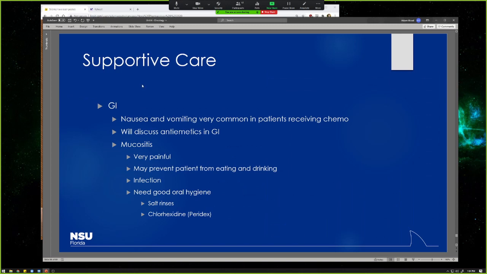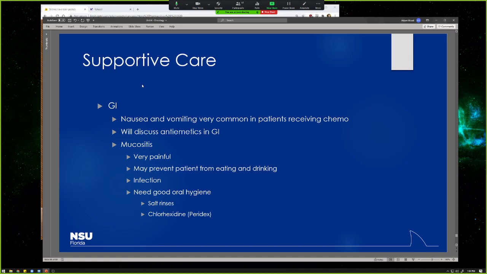All right, other supportive care that's important includes GI care, right? So nausea and vomiting is super, super common for these patients, especially depending on the medication they're getting. We will talk more about antiemetics in the GI section next semester, so I'm not going to be quizzing you on those drugs specifically, but some other things I want you to think about include mucositis.